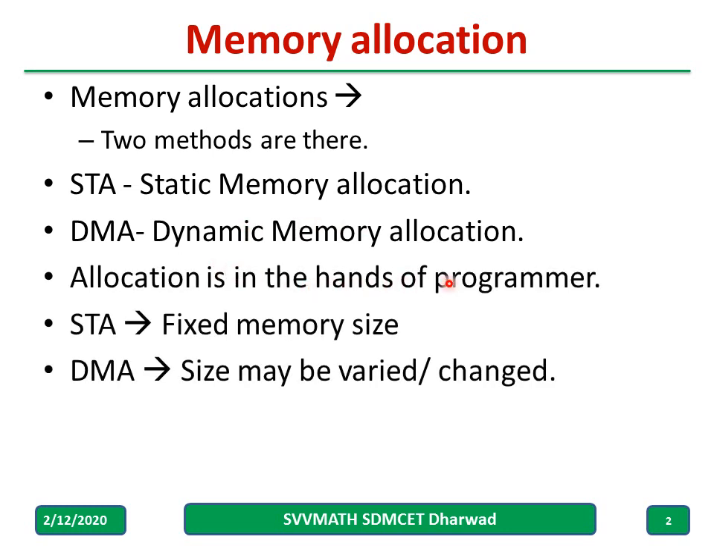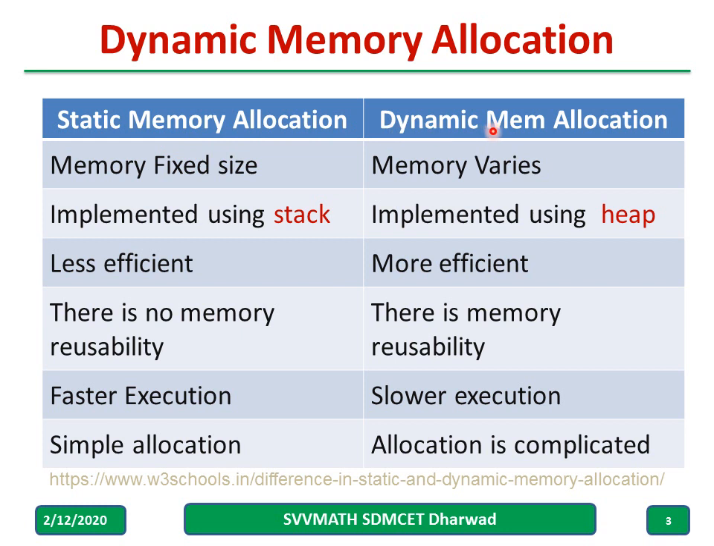Allocation is in the hands of the programmer. Static memory allocation has a fixed memory size, and in case of dynamic memory allocation, the size may be varied, or you can say it may be changed. Static memory allocation versus dynamic memory allocation: it is a fixed size whereas it is variable, and it is implemented using a stack whereas dynamic is implemented using the heap. It is less efficient, and dynamic memory allocation is more efficient. There is no memory reusability, but here reusability is possible. Faster execution, slower execution, and these are some of the comparisons between static memory allocation and dynamic memory allocation.